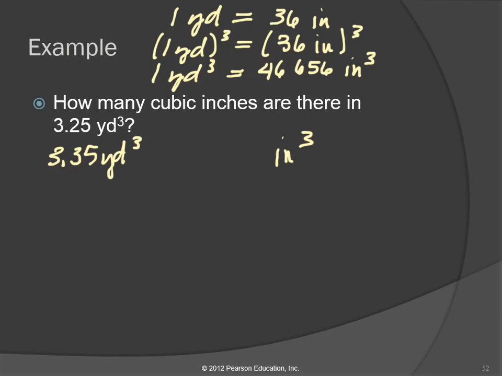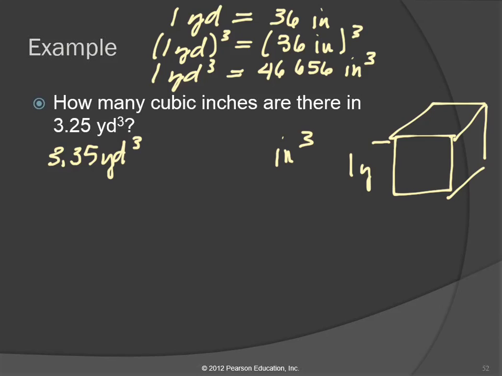Let's draw a picture, right? We've got a cube that is 1 yard on a side. Length times width times height. 1 yard times 1 yard times 1 yard, 1 cubic yard. This side is also equal to 36 inches. So if we measured it in inches, it'd be 36 inches times 36 inches times 36 inches, which is not 36 inches. It's 46,000 inches cubed.